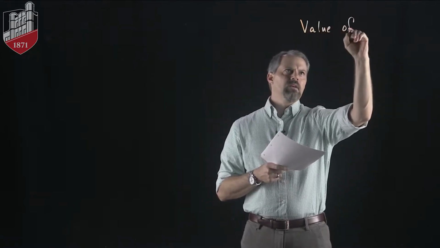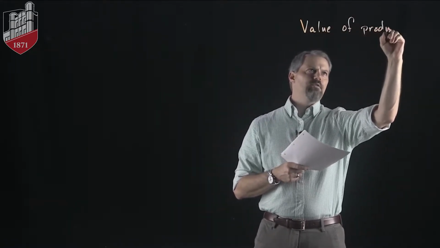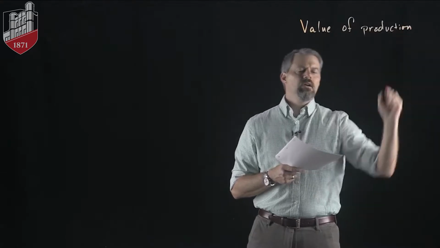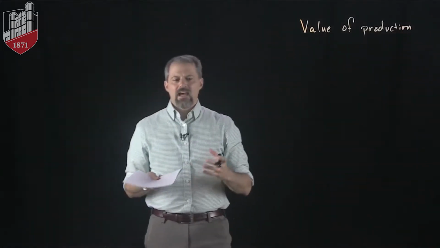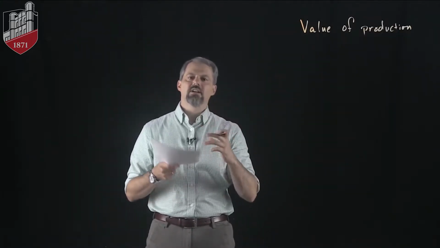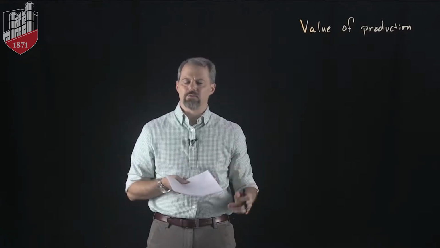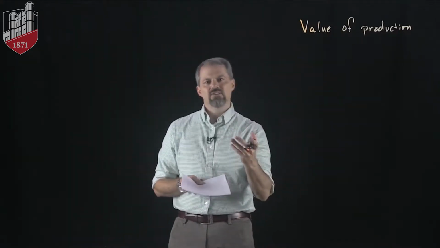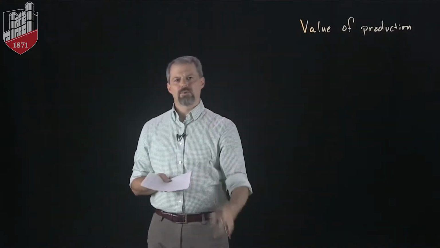So let's talk about the value of production. So what we have so far is we've talked about a production possibilities frontier. And that shows all the possible combinations of the two goods that a country or a person can produce. But then the next question is, which bundle do you actually produce?